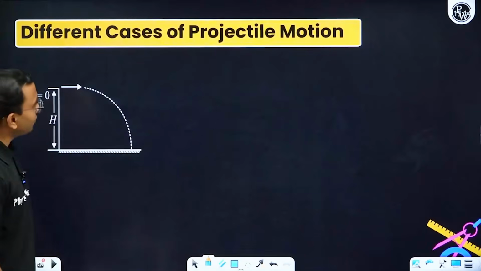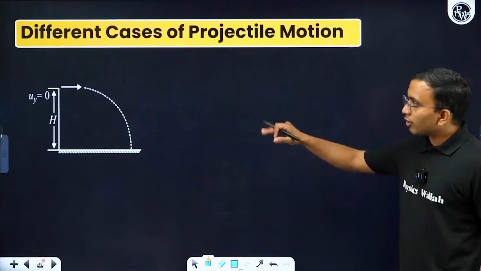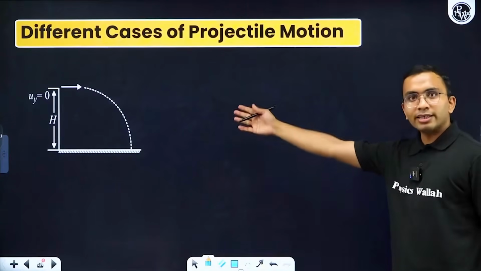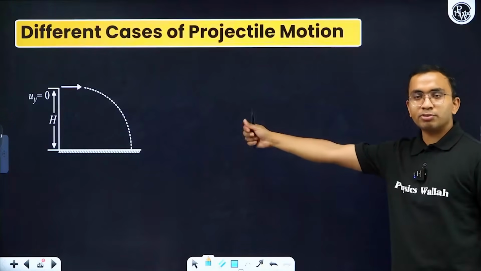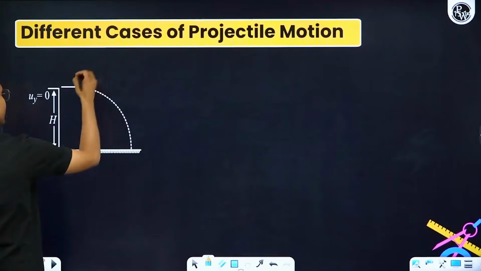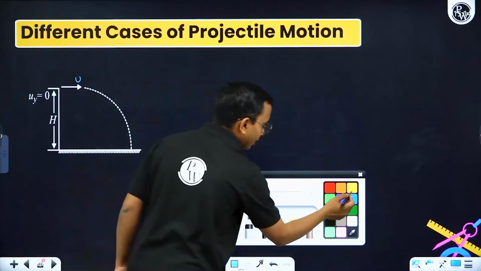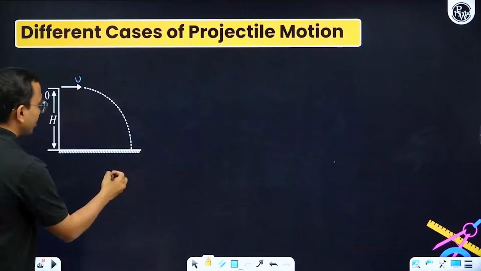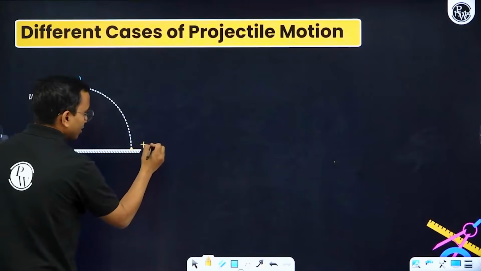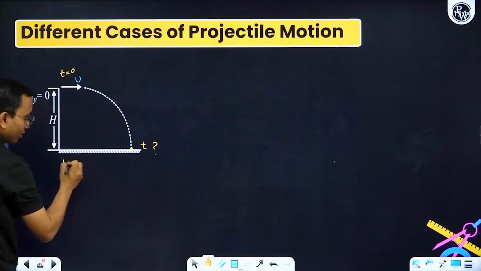Okay, now different cases of projectile motion. Sometimes a particle is projected from a certain height. Let us take it as in this case, it is projected horizontally with some velocity u. Now different things might be asked. How much time will it take to reach the ground? This is projected at t equals 0. What is the range?